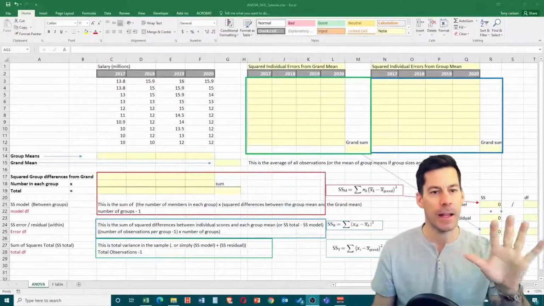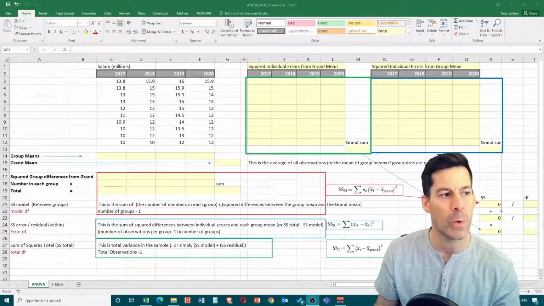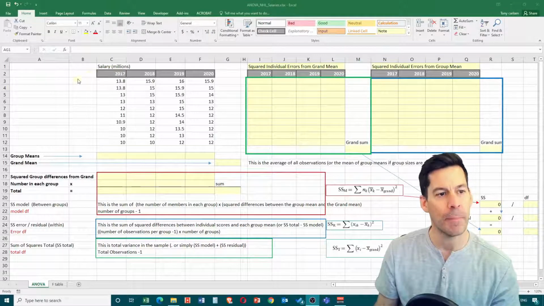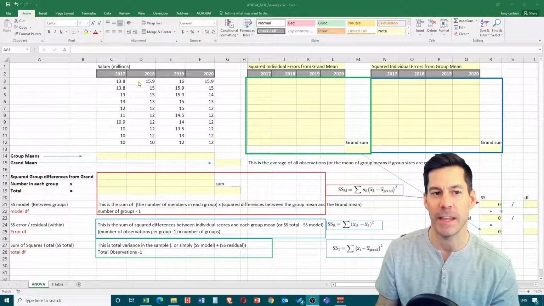Hey everybody, so in this tutorial we're going to go through doing analysis of variance, or ANOVA, by hand. What this means is in Excel we're going to calculate sum of squares, mean squared, degrees of freedom, and determine how we get the output in our ANOVA table. So let's go straight into Excel, and I've got this data set up where we've got salaries in millions of dollars for the top 10 NHL players from 2017, 2018, 2019, and 2020.